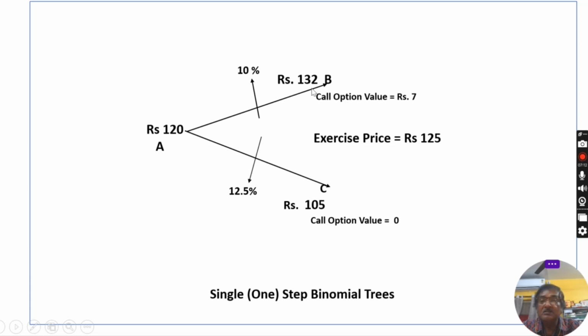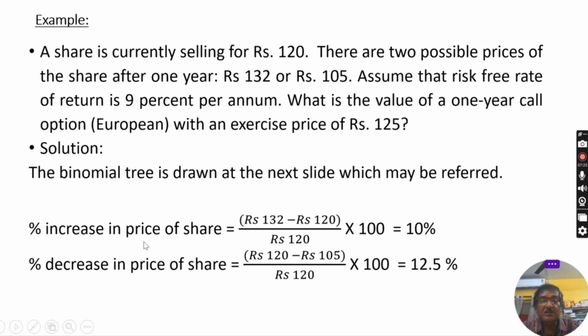This is the initial value, this is the final value. Percentage of increase means this minus this divided by this, multiplied by 100. That I have shown here. Percentage increase in price of share: this is the final price minus the initial price, divided by the initial price and multiplied by 100 to convert it into percentage, 10%. That is, the percentage of increase in price is 10%.